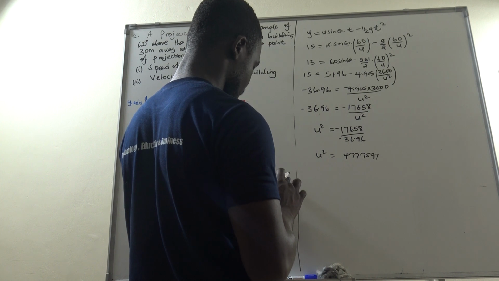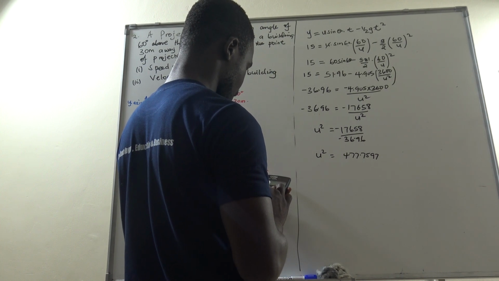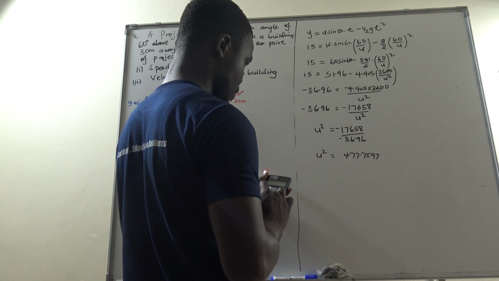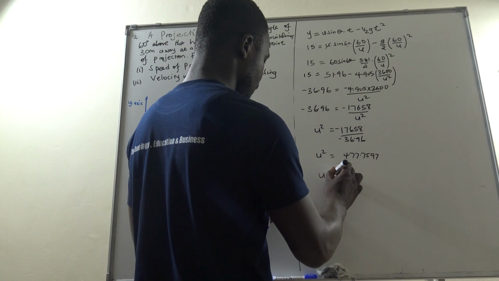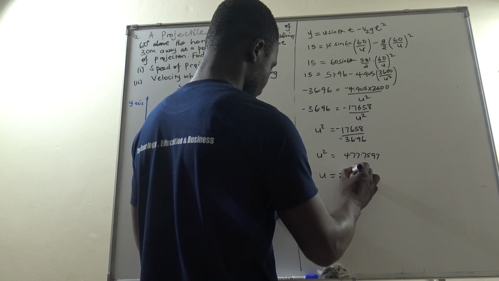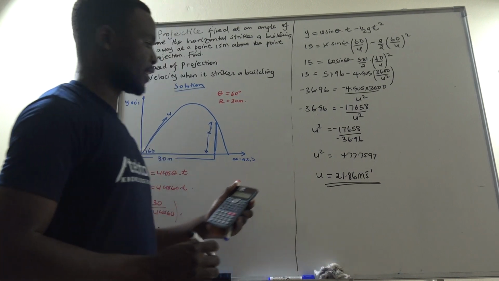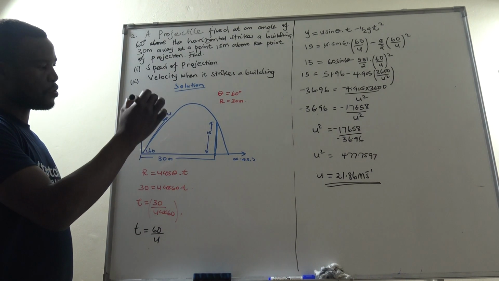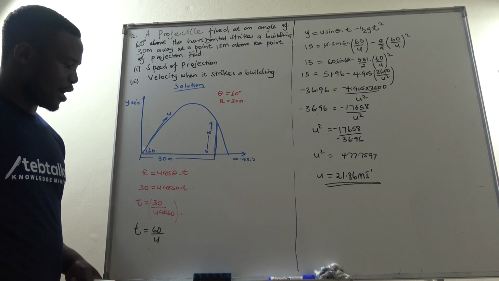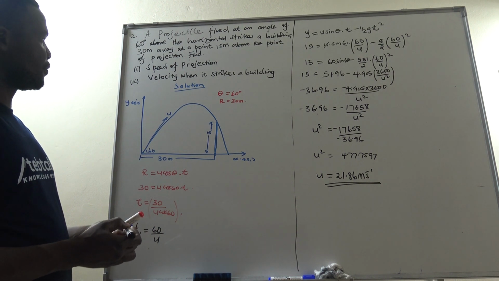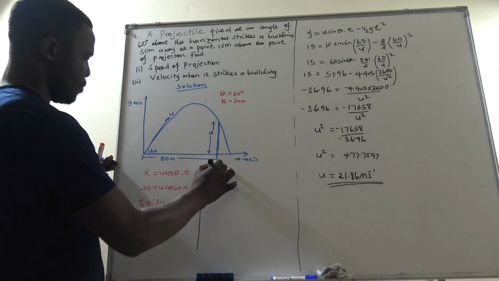We get the root of the answer. Root 477.7597. The answer of u is 21.86 meters per second. So that is the velocity with which this body was projected. And I believe it is possible that we can come up with another alternative of how to go about it.